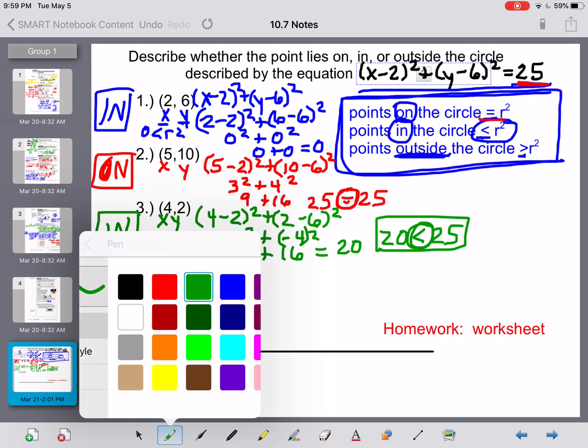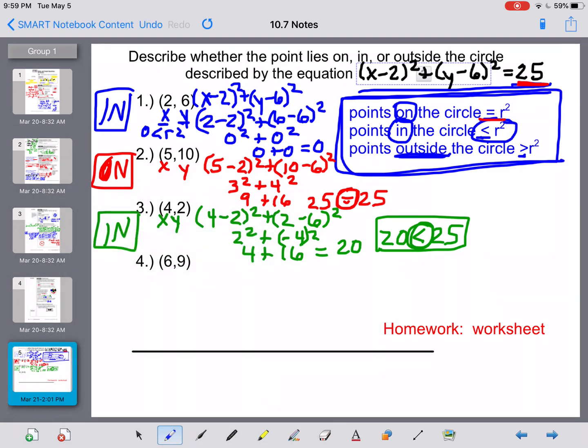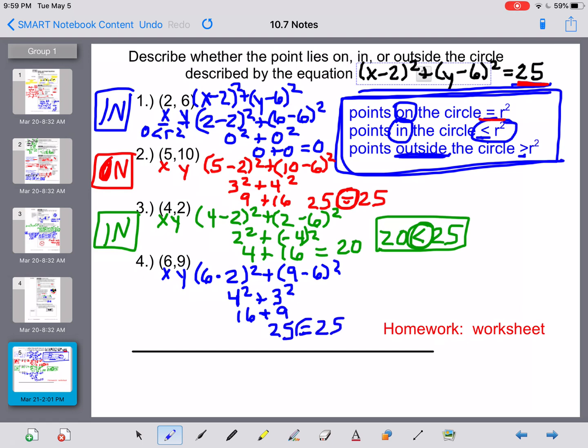6, 9, so I'm going to plug in, for my x, I'm plugging in 6 minus my 2 squared. And plugging in for my y, I'm going to do 9 minus 6 squared. 6 minus 2 is 4 squared. 9 minus 6 is 3 squared. 4 squared is 16, 3 squared is 9, sorry, my brain's ahead of me there. 16 and 9 is 25, so once again, I get equal to, and that means I have another point that is on. So I didn't even end up with one of these being out, but if so, I would have gotten a number larger than 25.